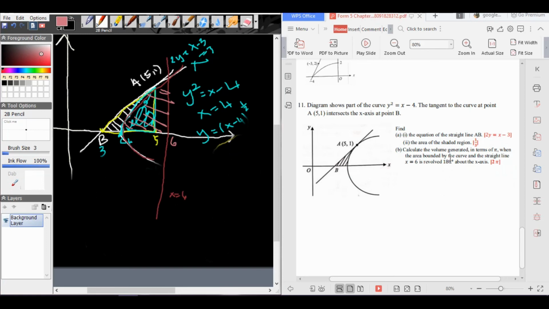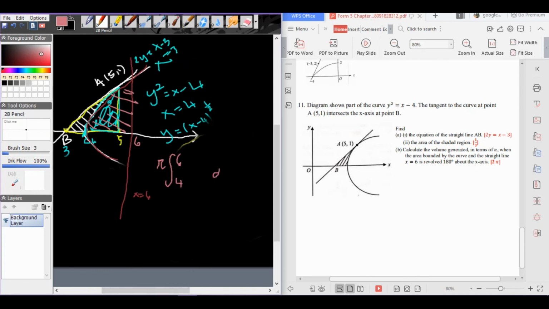We ignore that first. We find the volume generated when it revolves 360 degrees. So we still use the same formula: pi times the integral from 4 to 6 of y squared dx. So equals pi times the integral from 4 to 6, where y squared equals x minus 4, dx. Integrate this one: pi times (x squared over 2 minus 4x) from 4 to 6.